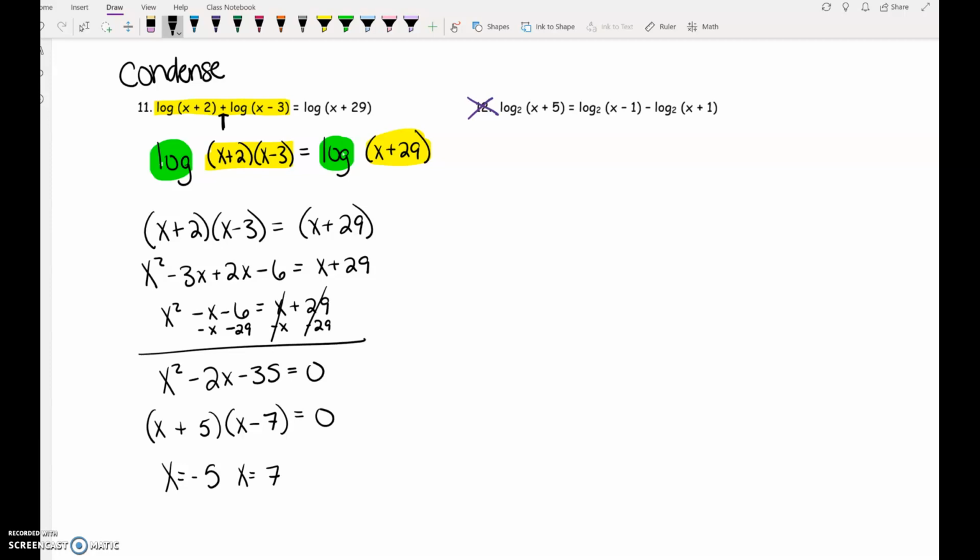Check your solutions. Now don't check it in the first step that we did. You're going to check these solutions back in the original. So if I put a -5 right here in this x, -5 plus 2 is -3. And a -5 here minus something, that's still going to be negative. We're going to have log of negative plus log of negative. That is not okay. So -5 does not work. 7 plus 2 is positive. 7 minus 3 is positive. 7 plus 29 is positive. X equals 7 is A-okay.